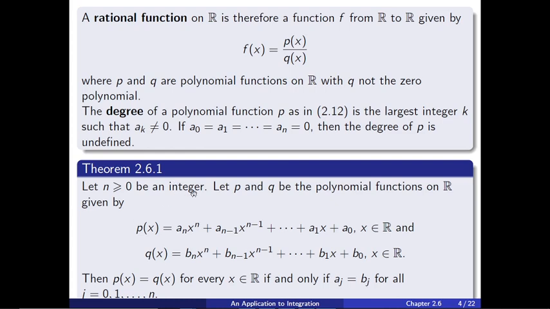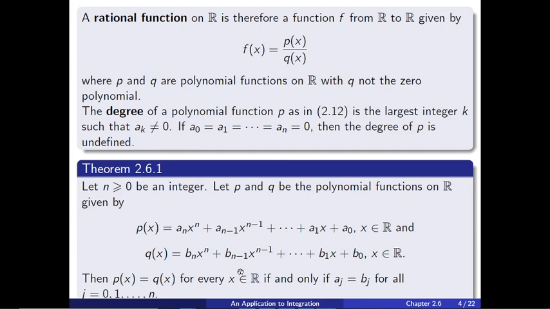So let n be a non-negative integer, and let p and q be the polynomial functions on R given by p of x is a_n x to the n plus a_(n-1) x to the n minus 1 plus up until plus a_1 x plus a_0, and the same for q of x but with b's, right? Then p of x is going to be equal to q of x for every x a real number, if and only if a_j is equal to b_j for all j. So this is supposed to be j from 0 up to n.